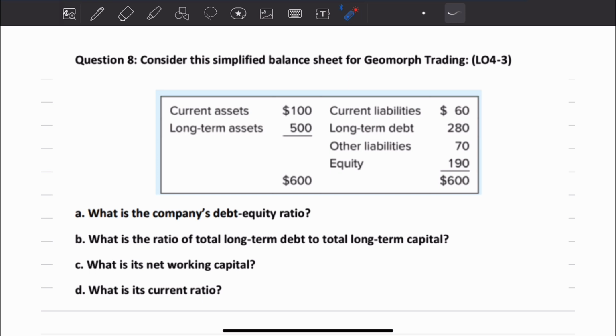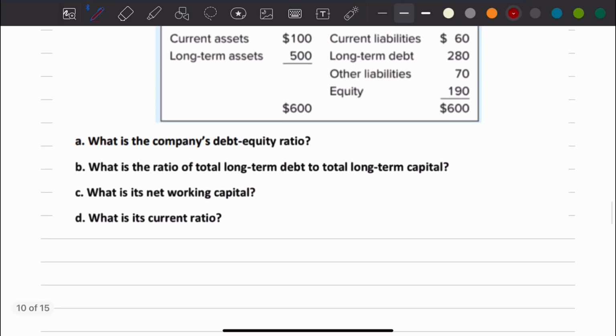It says, consider the simplified balance sheet for Geomorph Trading, and then they're providing us with a partial balance sheet that shows the accounts we're going to be using in our calculation. Let's read the requirements. A, what is the company's debt to equity ratio? For this one, we're going to need the company's total debt, and we're going to divide it by the shareholders' equity.